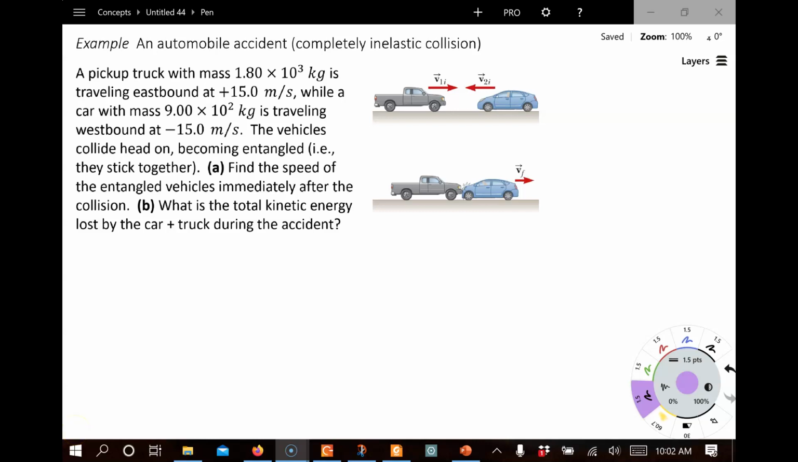Hi, this is a collision problem. This is an inelastic collision from Chapter 7. Pause for a moment and read the problem.